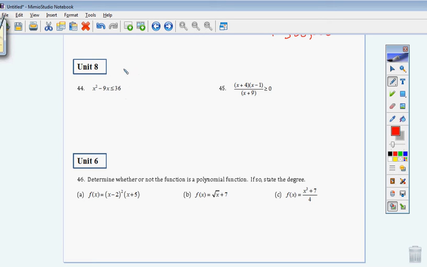Overview on Unit 8 here. Unit 8 was the one where we solved some polynomial and rational inequalities. So here's a couple practice problems. There's more on resources available. Let's just try a couple.